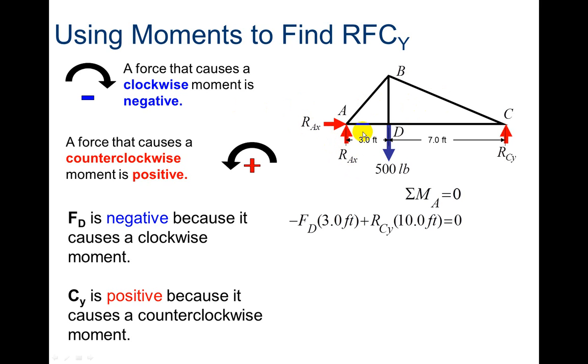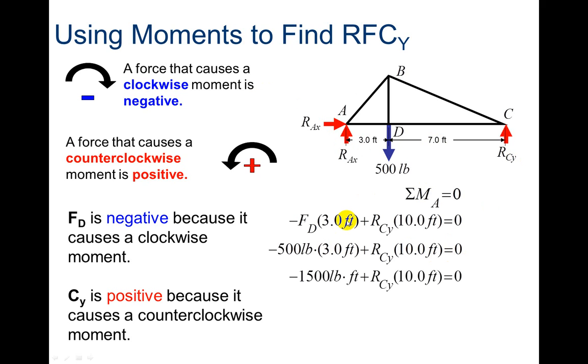But moving on from the pin, at force D, we've got a 500. Okay, so a negative 500, because the moment is negative, times 3 feet plus, moving on along, RCY times 10 feet, all having to be equal to 0. Okay. So then I calculate it, solving for RCY, and I do find my RCY is 150 pounds.